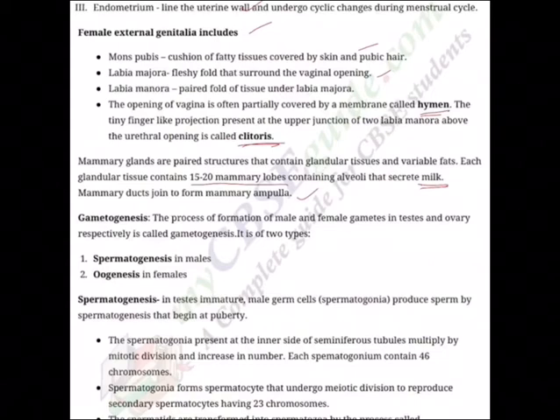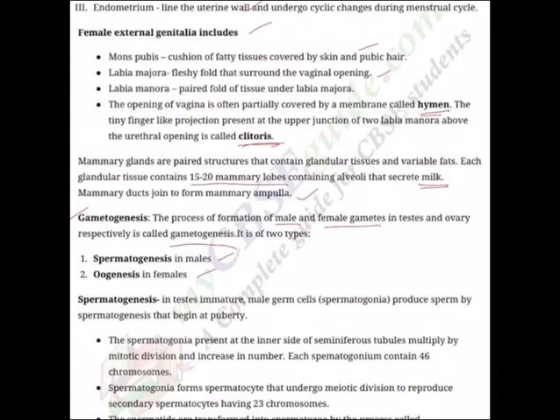Now we talk about gametogenesis, that is, the process of formation of male and female gametes in the testis and ovary respectively. Genesis means giving birth. Gameto, what is being given birth? Gametes. What are gametes? As we said yesterday, reproductive cells or sex cells. In the male it is the sperm, and in the female it is the ovum. So the formation of sperm and ovum is gametogenesis. First we talk of the formation of sperm, spermatogenesis in males, and then oogenesis in females.